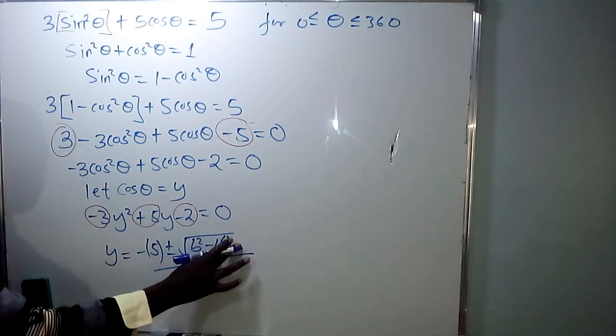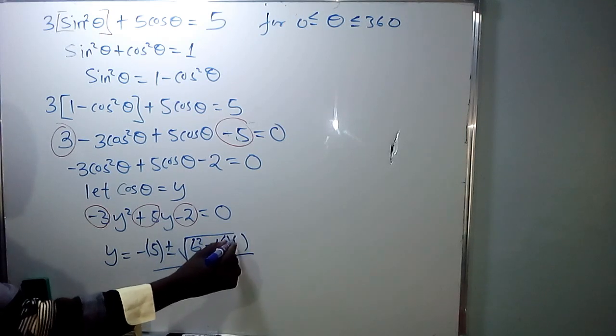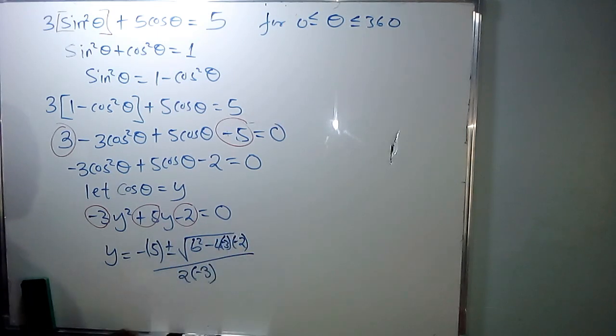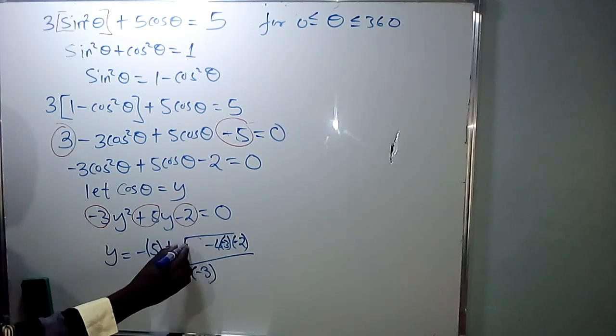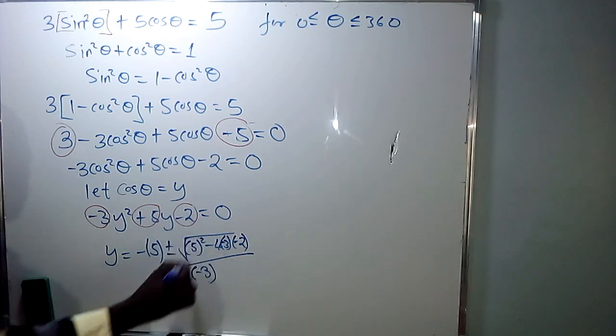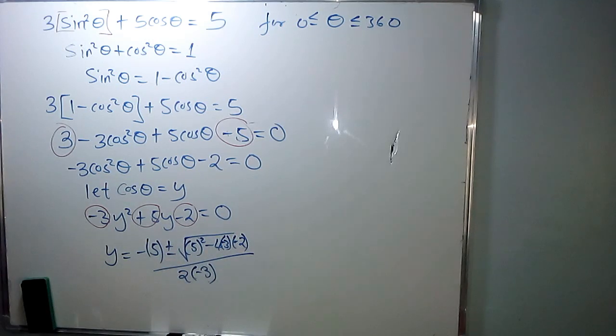So let us substitute those values in the quadratic formula. So we have y is negative of b. Where there is b, you put the value of b, plus or minus square root of b squared. B squared is 5 squared, which gives you 25, minus 4ac, 4 times a times c.